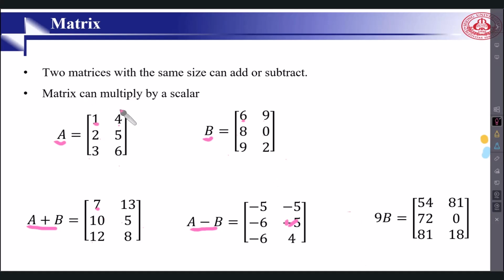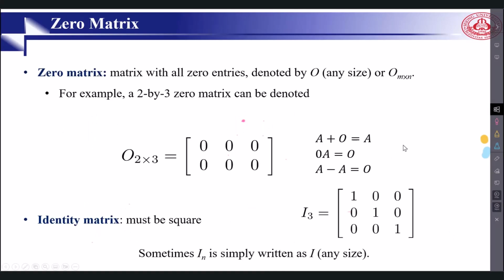We can do scalar multiplication. It means one scalar, one real number, multiplies a matrix. So 9B means 9 multiplies all the elements of B. So 9 by 6 is 54, 9 by 9 is 81, 9 by 8 is 72, 9 by 0 is 0, 9 by 9 is 81. This is how we can do scalar multiplication, matrix addition, and subtraction.